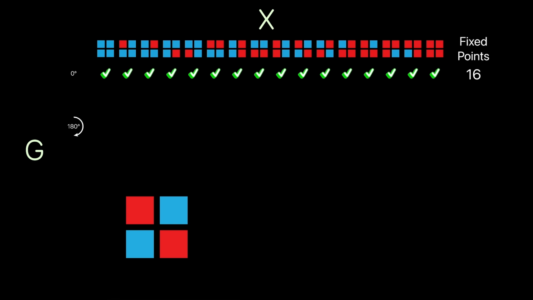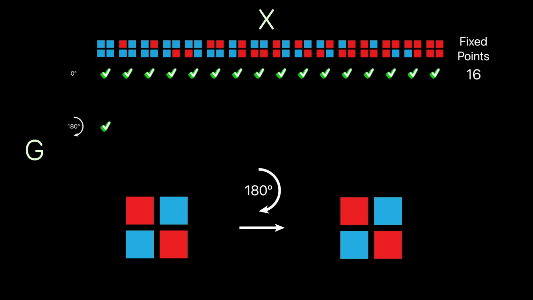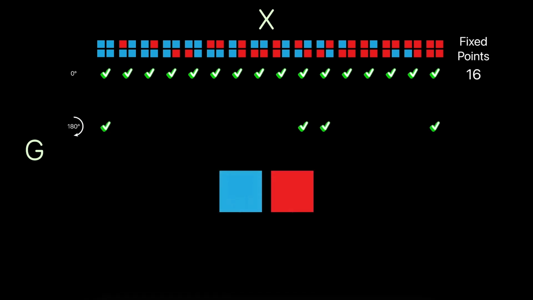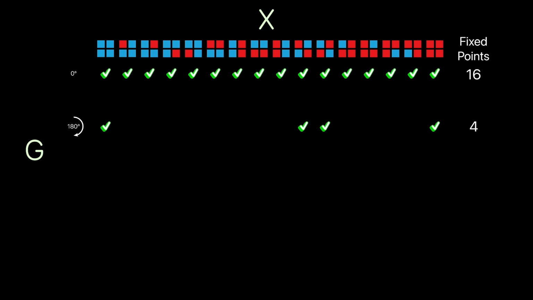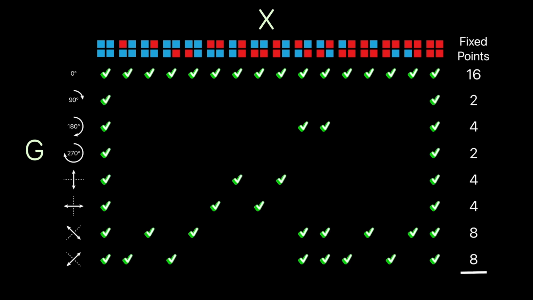For the 180-degree rotation, the fixed points need to have matching diagonals, so the bottom 2 colors are locked by the top 2. That makes only 2 squares for free color placement, meaning 2 to the second fixed points. Following the same logic, we can count the number of fixed points for all the other transformations.